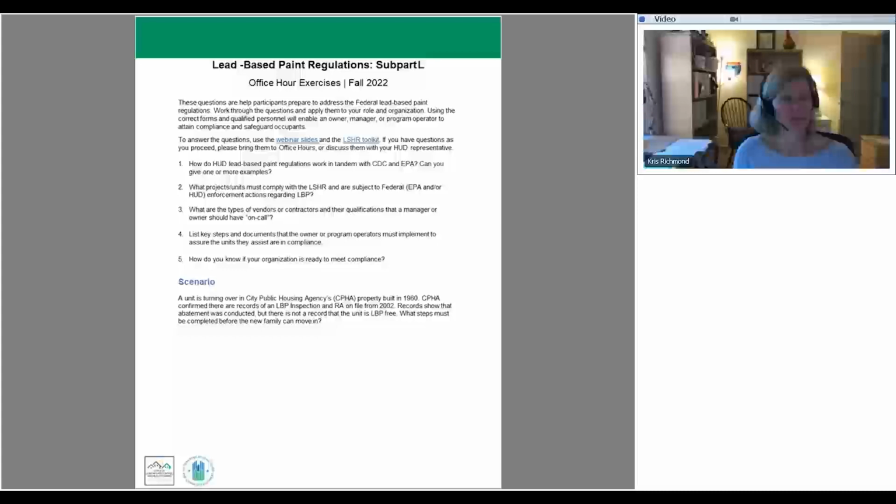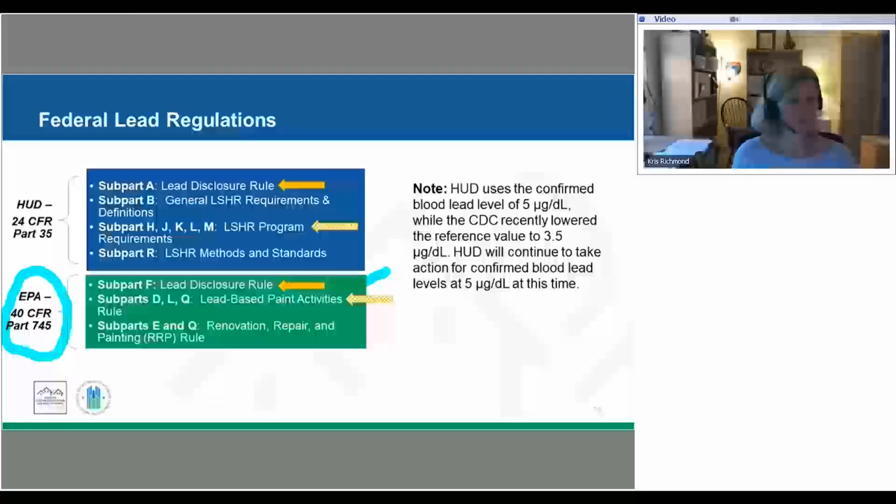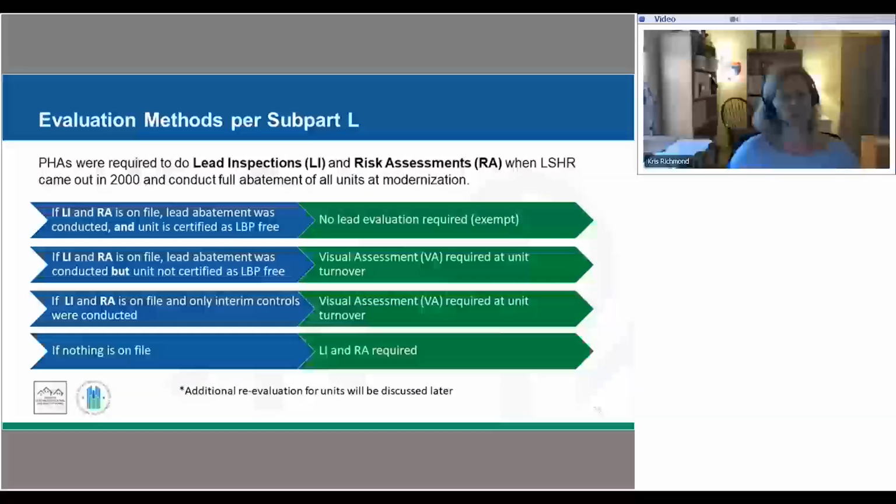So what steps must be completed before a new family can move in? Let's look at our slides. I'm going to go to slide 47, I think. Yep. Okay. So if you remember, Les had used this to try to figure out for you, where do you start? Well, for our scenario, we're going to be looking at the second arrow here.